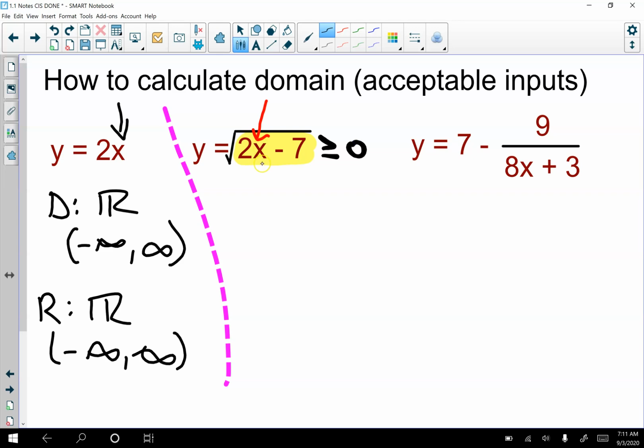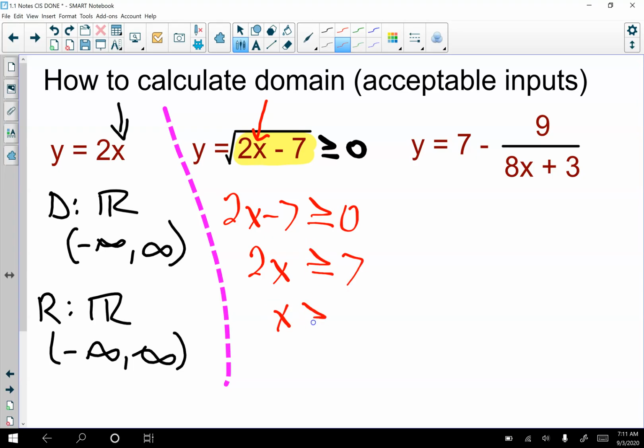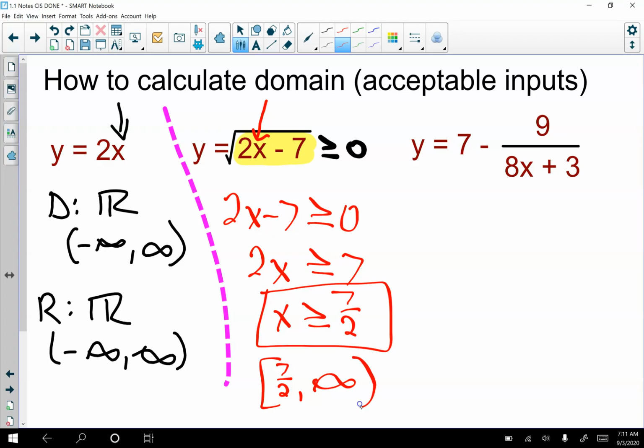So I don't know what x I'd have to put in here to make this whole highlighted area greater than or equal to 0. So I'm going to say 2x minus 7 has to be greater than or equal to 0. And if I solve that, 2x has to be greater than or equal to 7, or x has to be greater than or equal to 7/2. So here's the inequality domain. And another way you could do this is by saying it would include 7/2 and it would go to infinity.